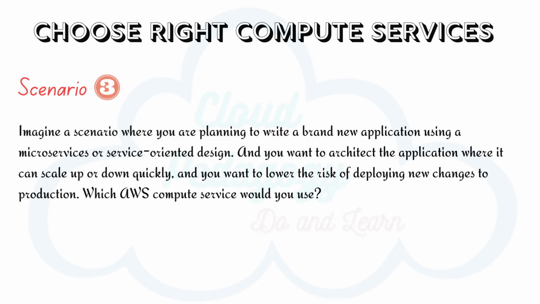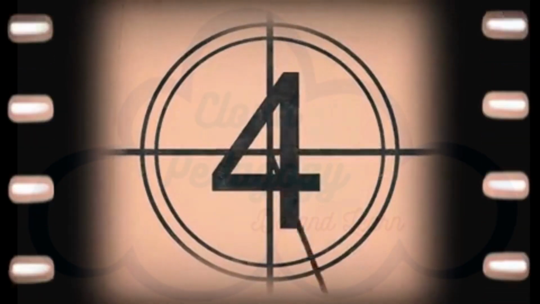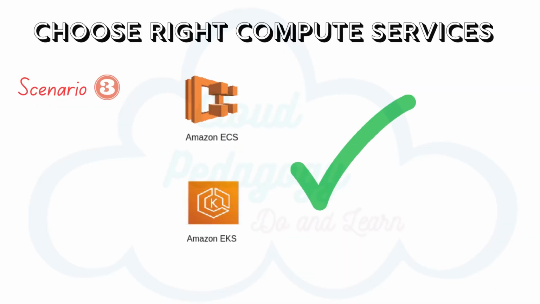Imagine a scenario where you are planning to write a brand new application using a microservices or service-oriented design, and you want to architect the application so that it can scale up or down quickly, and you want to lower the risk of deploying new changes to production. So for this, which AWS compute service would you use? So the answer for this use case is one of the AWS container services like Amazon ECS or Amazon EKS.